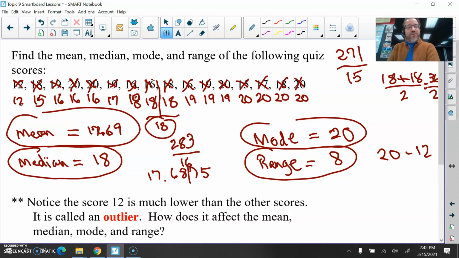So if there is an outlier, I would recommend sticking with the median if you want to describe about where most of the scores fell. How'd the students do on your test? Well, the median score was 18. Well, the average was 17.69, but that's because we had one person that didn't do as well as the rest of the class. They kind of pulled the class average down. So in that case, I like the median.